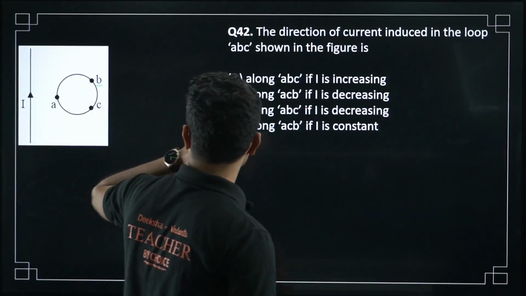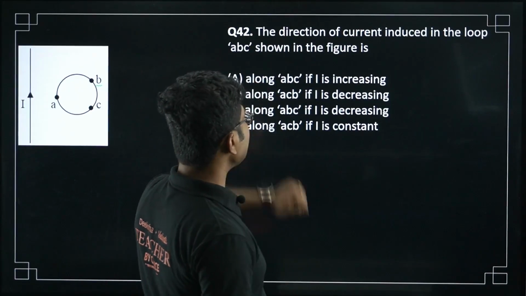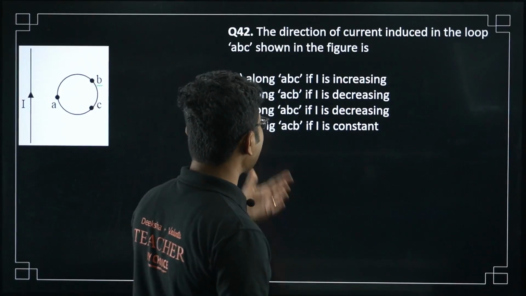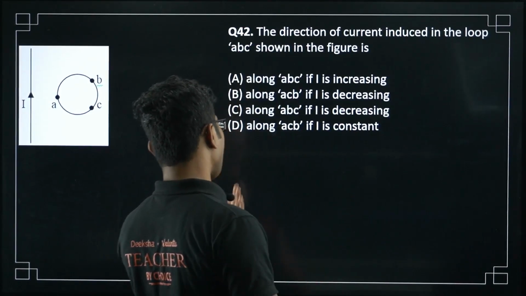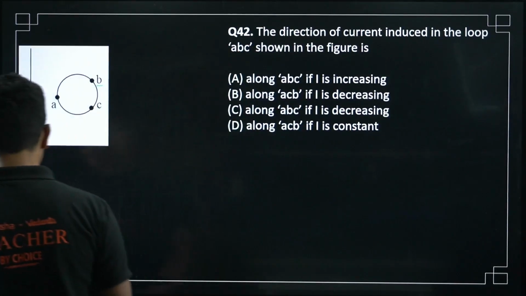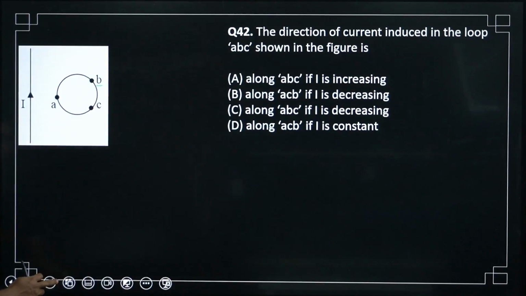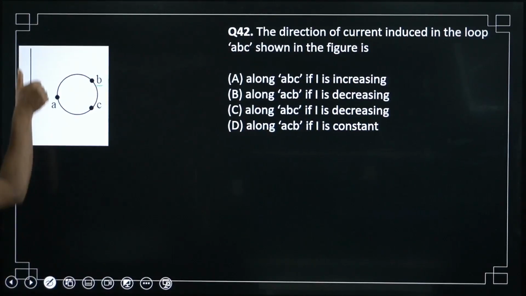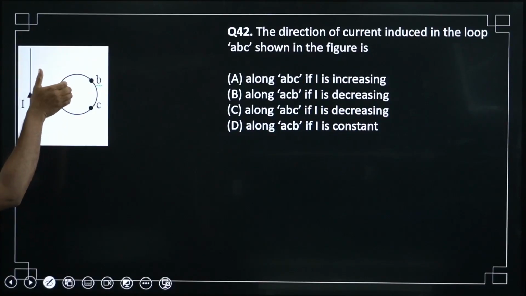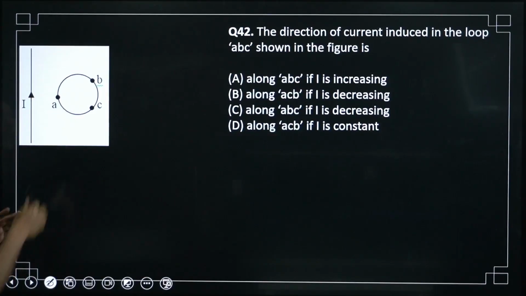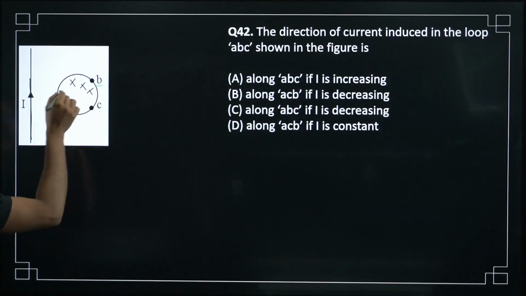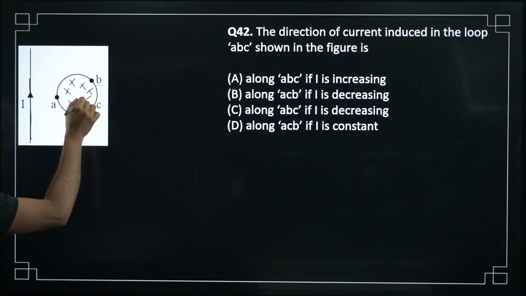Here the current is given along ABC if I is increasing, along ACB if I is decreasing, along ABC if I is decreasing, along ACB if I is constant. First let us understand this diagram. As you can see, the current is moving in this direction. So if you find the magnetic field, the original magnetic field due to this current is into the page of the paper.